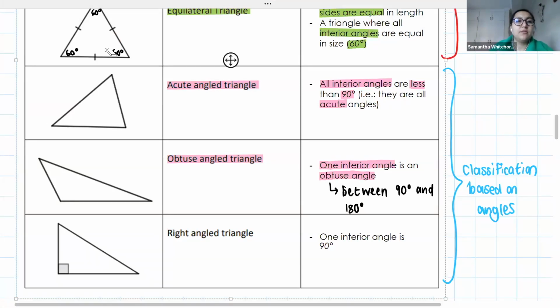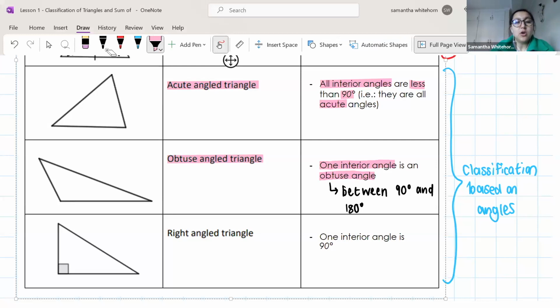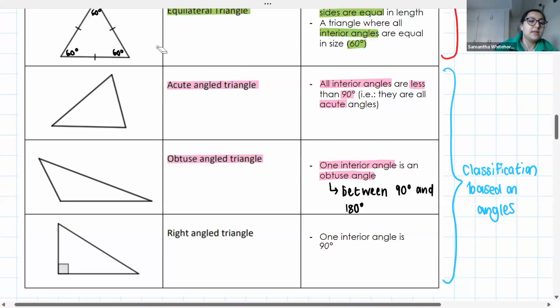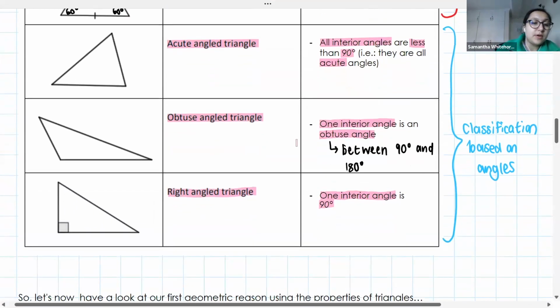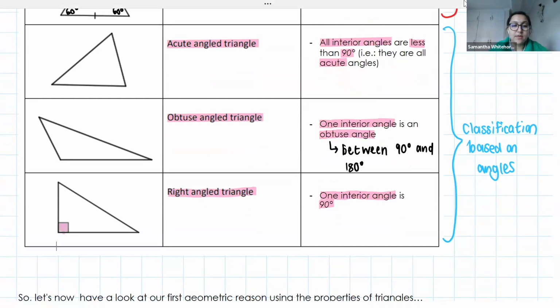Right, and then a very specific type of triangle where if one of our interior angles is 90 degrees on the dot, so exactly 90 degrees, we then have a right angled triangle. And guys, remember, right angles or 90-degree angles, we can show using that square shape. So if there's a square inside a triangle at one of the angles, it's telling us that it is a 90-degree or right angled triangle.